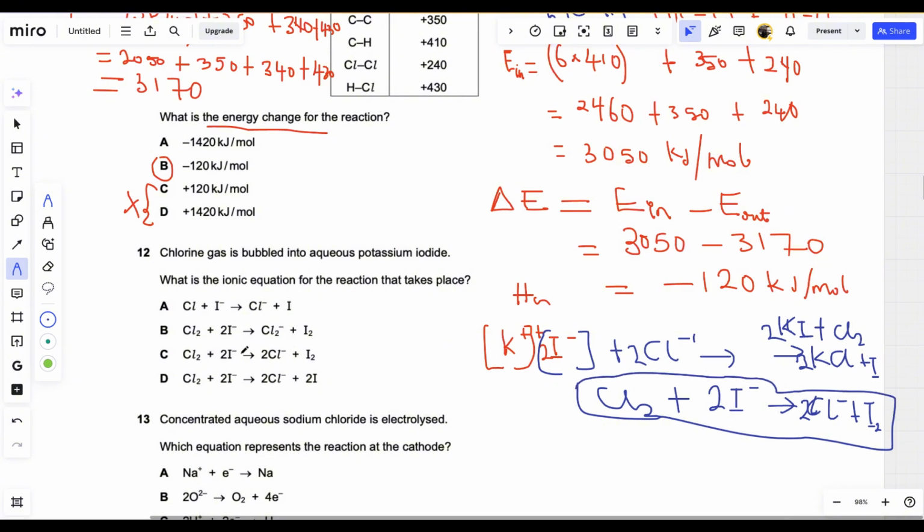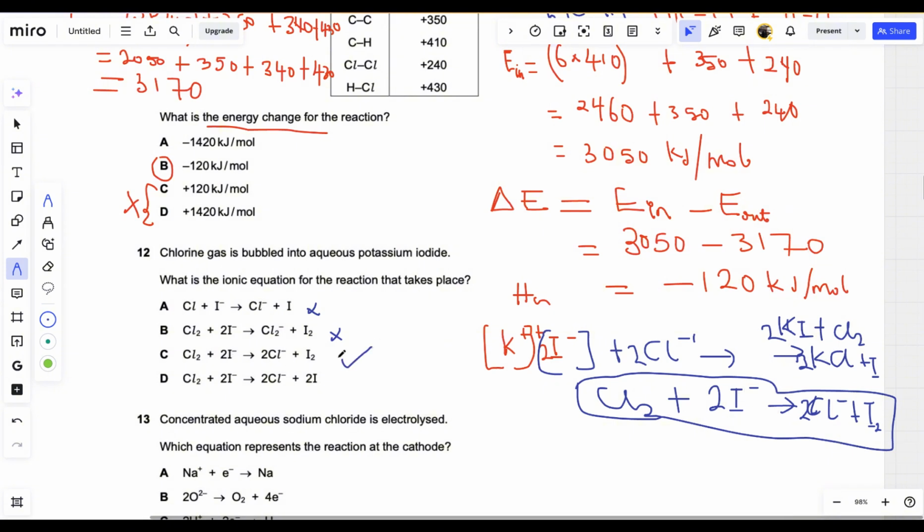So which one is it? A, B. B is wrong because of this. You don't have ion, you have atom and ion together. So B is wrong. A is not even balanced. You don't have chlorine like this, it doesn't exist like this. Chlorine is diatomic. So C, yeah, chlorine gas bubbled through potassium iodide to produce potassium chloride plus iodine.